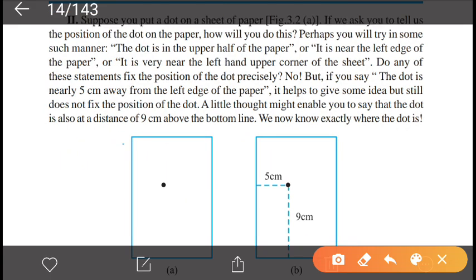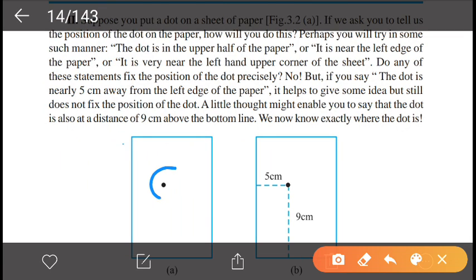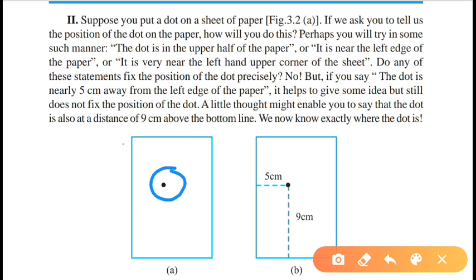Now suppose you have a point on a paper. So we have a sheet of paper on which we have a dot. Now to locate this dot precisely, that means accurately, or to give the information to any person where that dot is on the paper, what do we need? Someone will say that it is on the upper half of the paper. So if the paper has been divided into two halves, it is on the upper half.